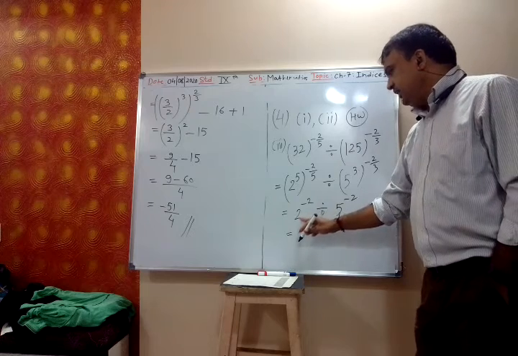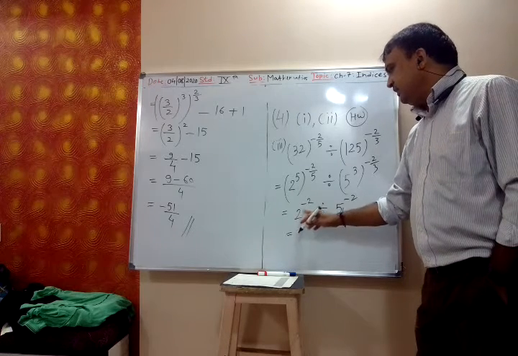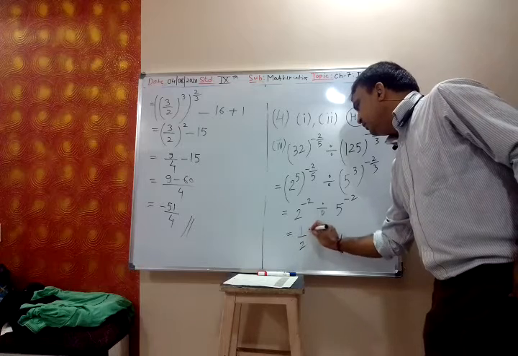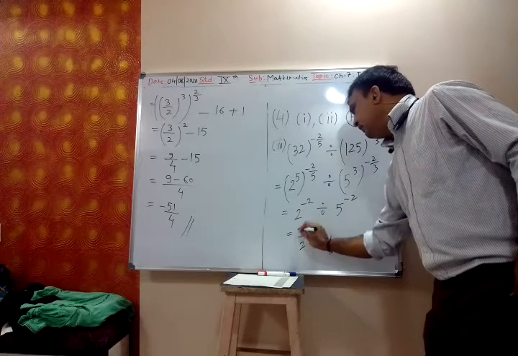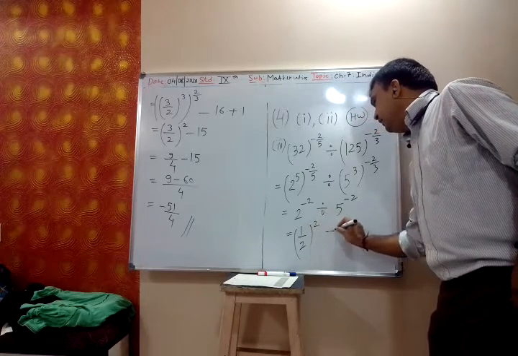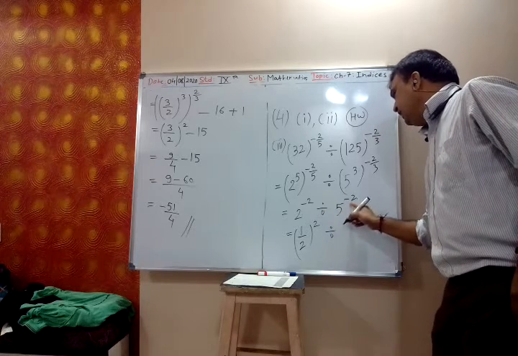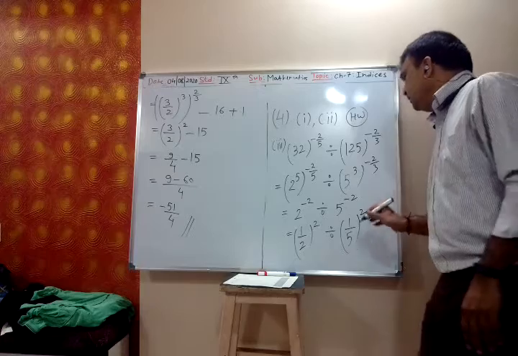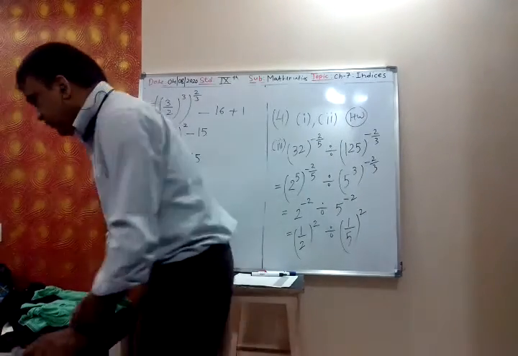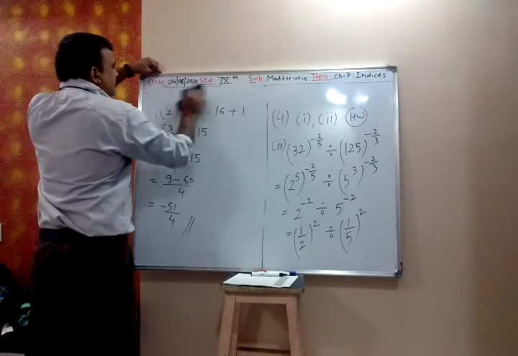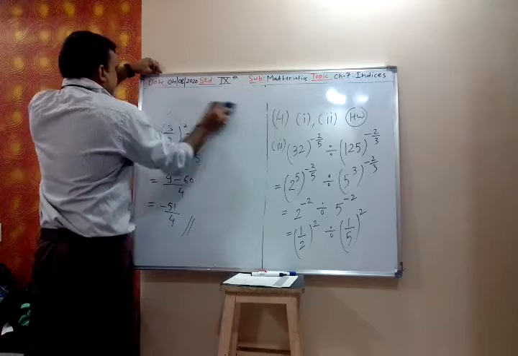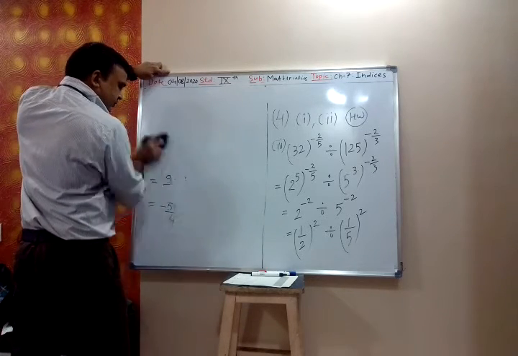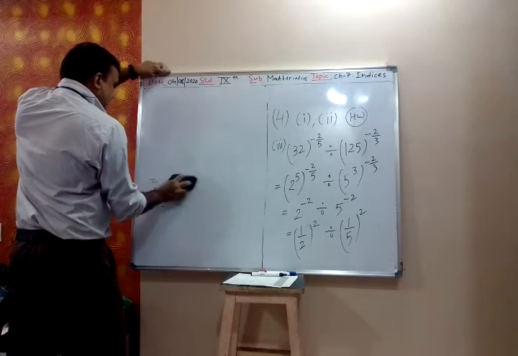But before that, we will change the power of this also. This power is negative, so I will take the reciprocal of 2, that is 1 by 2. Power will become positive. Divided by, power is negative, I will take the reciprocal, 1 by 5, power becomes positive. First you have to make the power positive by taking the reciprocal. Not 5 upon 4, 25 upon 4.